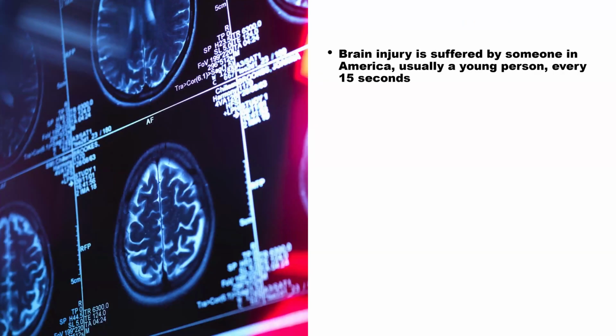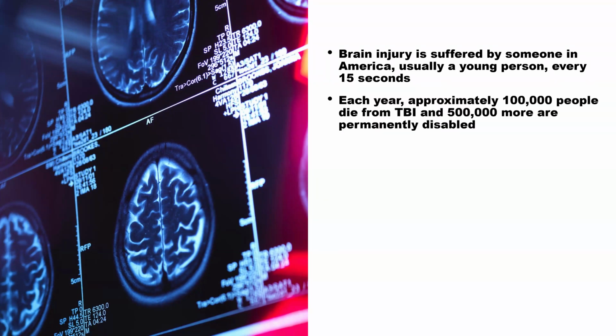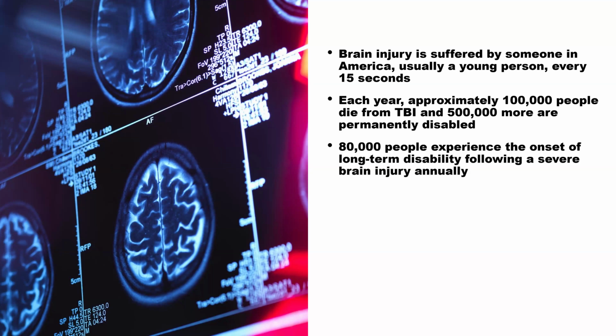I'm going to share some statistics, mainly US-based. First of all, that traumatic brain injuries are occurring at the rate of one person every 15 seconds in the United States, usually young people. And every year, approximately 100,000 people die from traumatic brain injury, and 500,000 more are permanently disabled. Many of these are not being diagnosed, of course, and they're less severe, but they do impact on function and the quality of life.